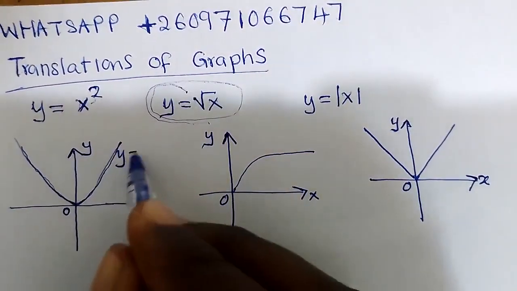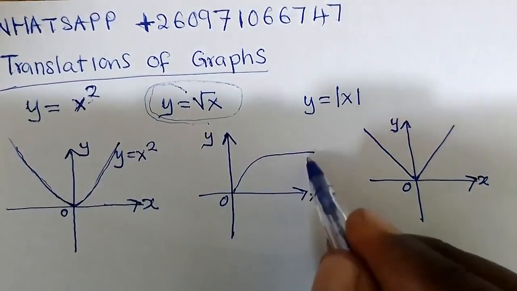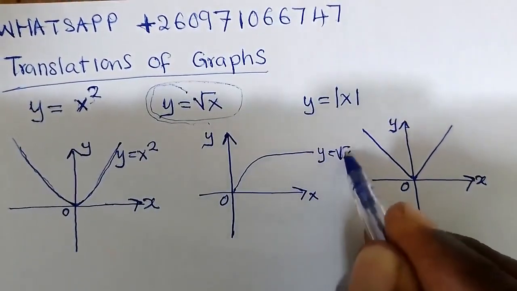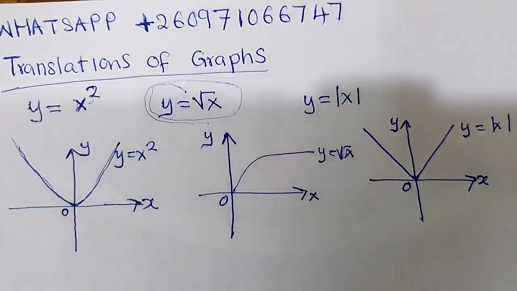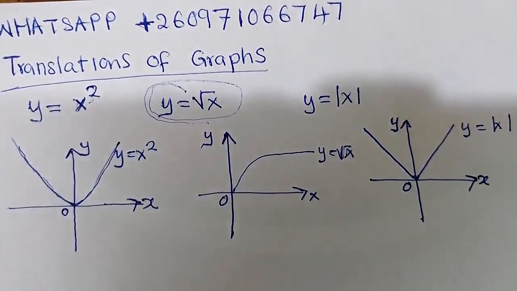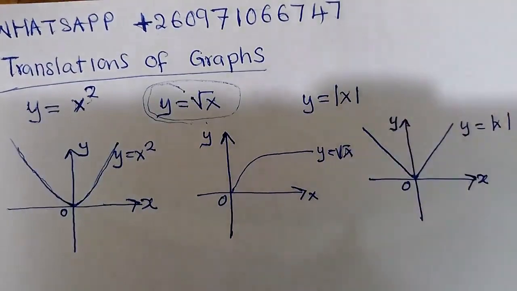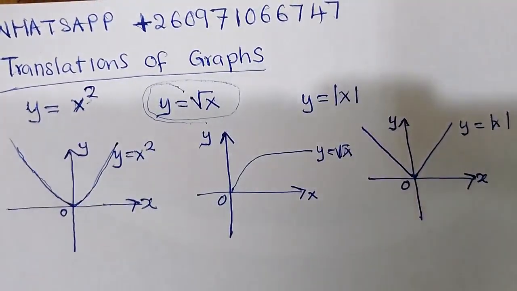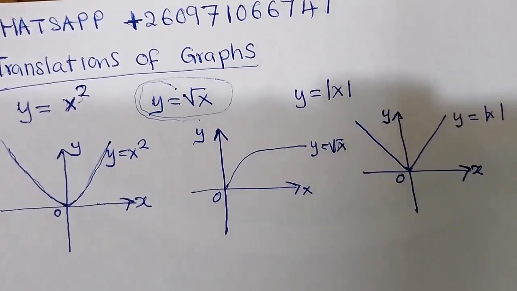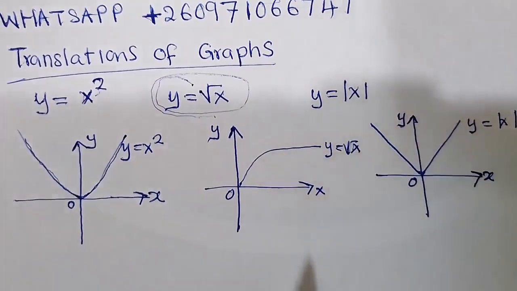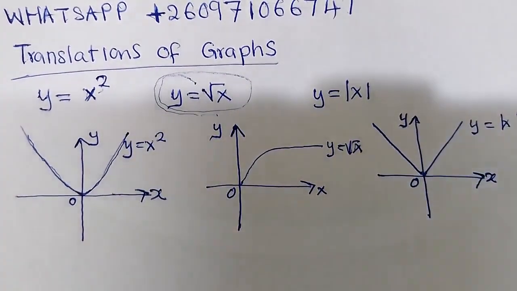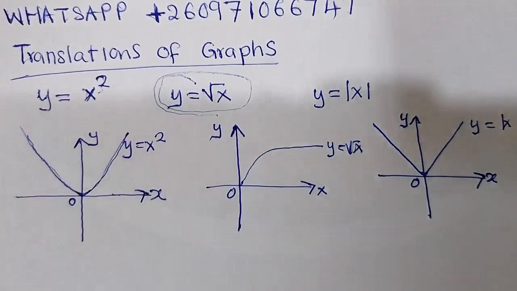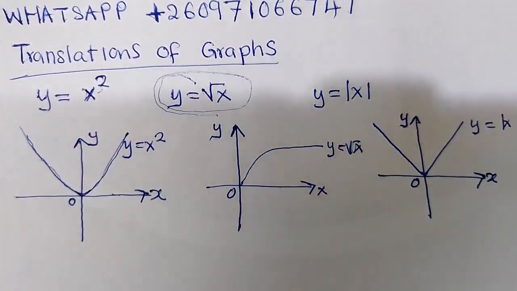So this is y is equal to x squared. This is y is equal to square root of x. This is y is equal to modulus of x. These are the three graphs that you need to understand. So let's make sure we understand these three graphs that I've presented before you. These are simple graphs that we need to take note of and understand.